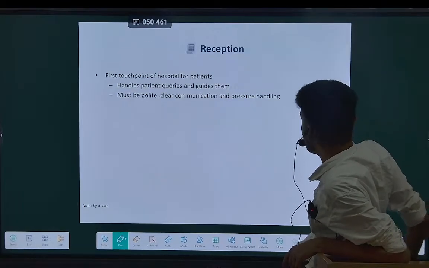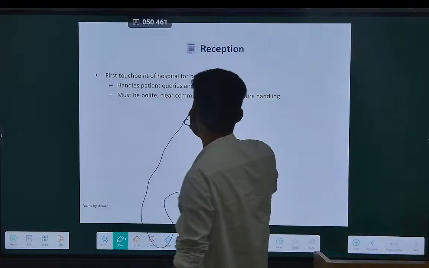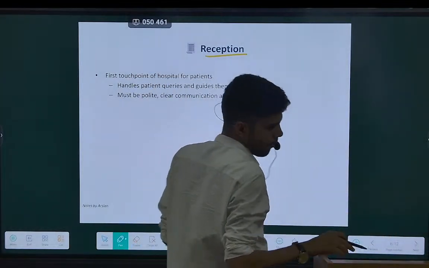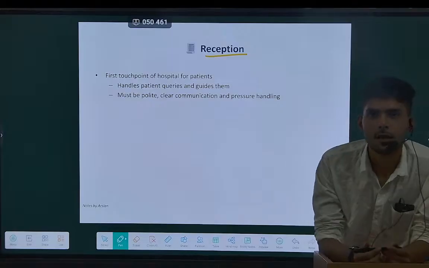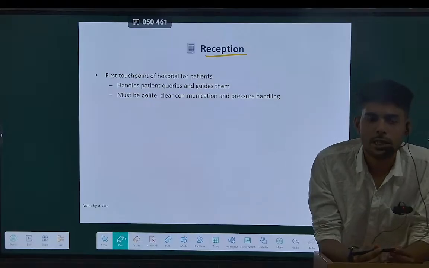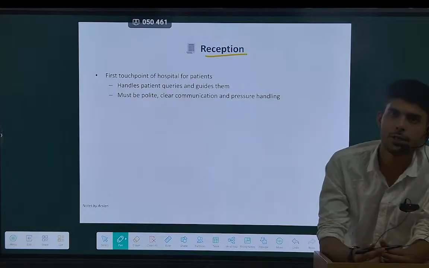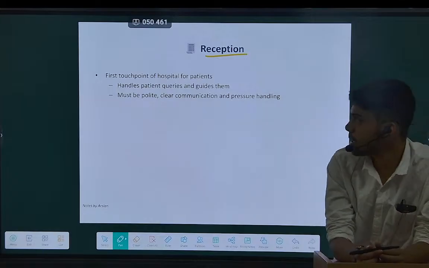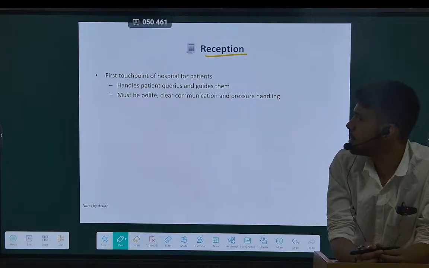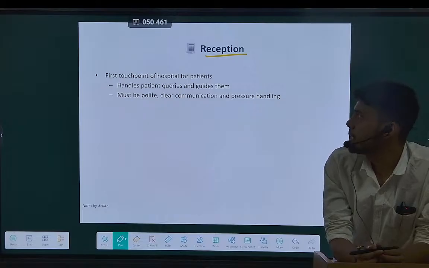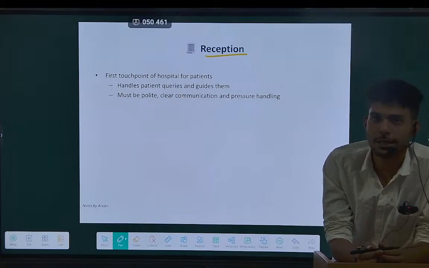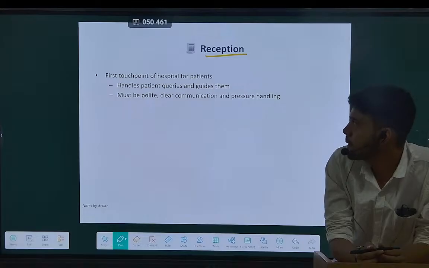Okay, now we will learn first reception. What is reception? Reception क्या होता है? आप कहीं भी जाते हो, किसी भी सर्विस जहाँ पर सर्विस मिलती हो, wherever you go, where there is a service, there is a reception. So reception in simple language is the first point of the hospital for patients.